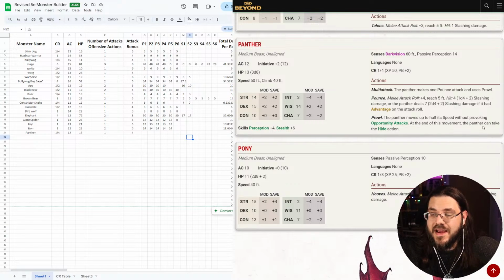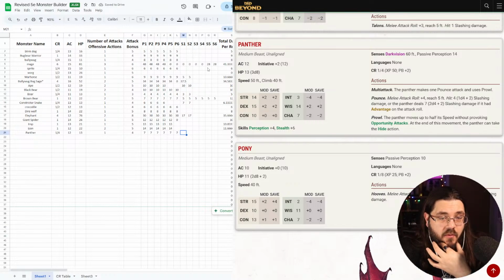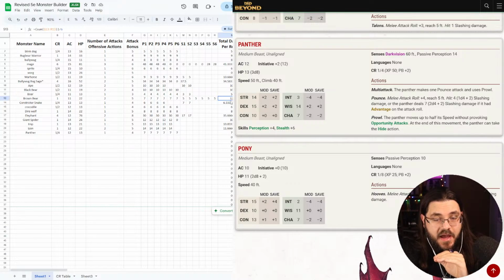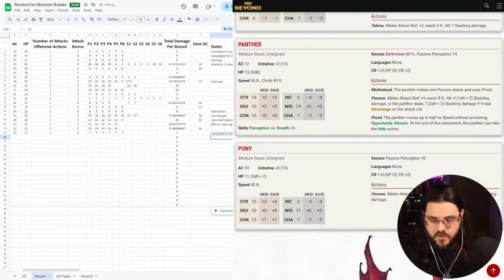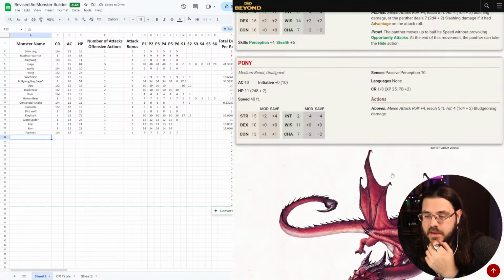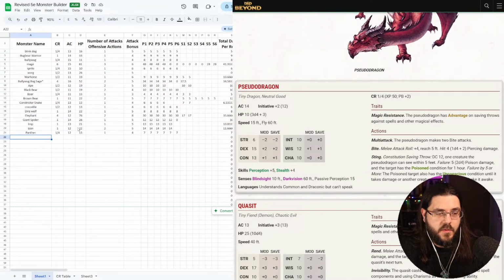It moves half its speed without provoking opportunity attacks. At the end of the movement, it can take the hide action. So it can use 1 pounce and prowl. So there's no reason the Panther shouldn't always be attacking at advantage. In which case, it will always be doing 7 damage. We look at our 1/4 creatures, and that puts us a little bit high, but not so high as to be immediately concerning. It has no save DCs and prowl for advantage.